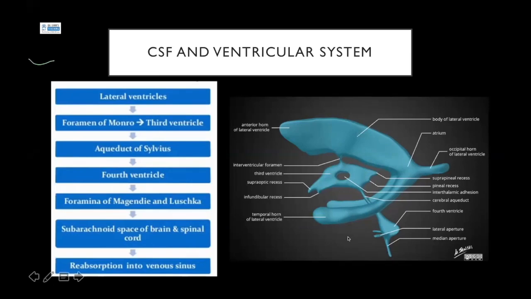So the majority of CSF is reabsorbed into the venous system by the arachnoid villi, which protrude into the dural venous system around the brain, particularly that in the superior sagittal sinus and transverse sinuses.